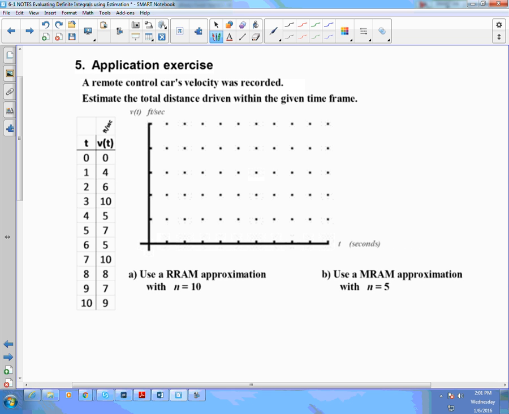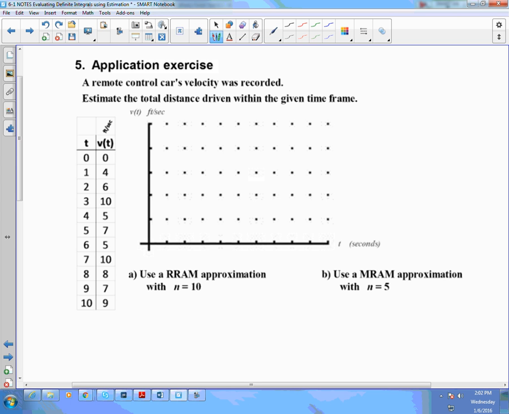Okay, a remote control car's velocity was recorded. Estimate the total distance driven within a given time frame. And take some values over there, and then a brief chart. So what should you do? Follow that.